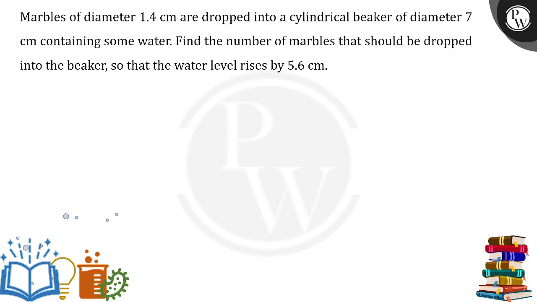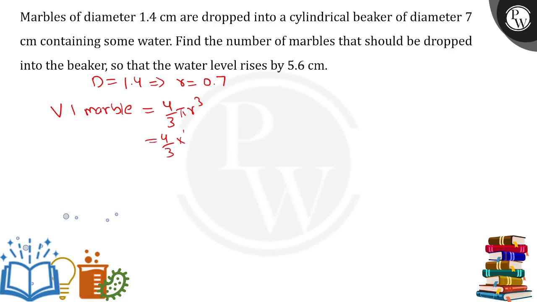The diameter of the marble is given as 1.4. So from here, radius is what? Radius is 0.7. So volume of one marble: marble is of what shape? Marble is basically spherical in shape. So 4 by 3 pi r cube. Putting up the values, we have 4 upon 3 pi, leaving it in terms of pi, r is 0.7 cube. Alright, this will be the volume of one marble.